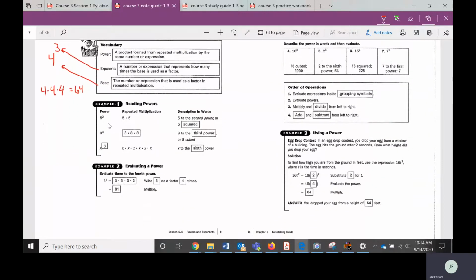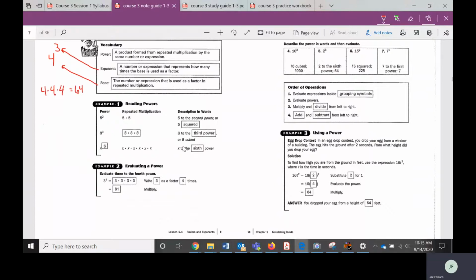So just how to read a power, 5 to the second power means 5 times 5 as a repeated multiplication. There's two ways actually to read something to the second power. You could say 5 to the second power, or a shortened version is squared. So this would be 5 squared. 8 to the third means 8 times 8 times 8. And so you could say 8 to the third power, or 8 cubed. There's a shortened version for to the third power.